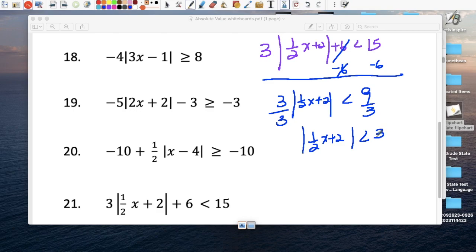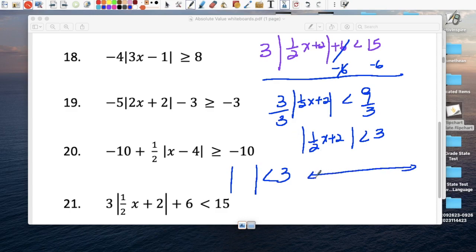So, some number multiplied by a half, with 2 added, take the absolute value of that, and it has to be less than 3. We're looking for all the possible values of x that we can find. But before we do that, let's try to understand it. We're looking at something like this: take the absolute value of something, and it's less than 3. What can those numbers be?